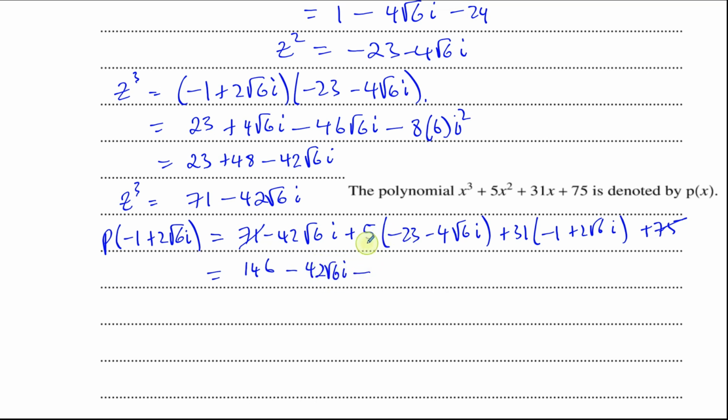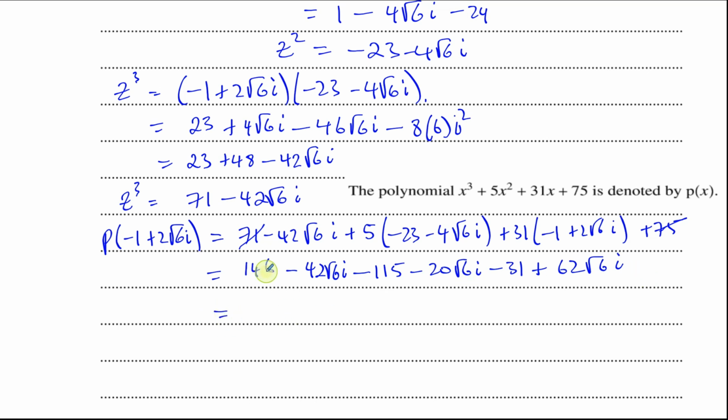And that's going to be minus 115, minus 115. I'm going to have 5 times minus 4, which is negative 20 times root 6i. And then we're going to multiply this out. That's negative 31, and it's going to be plus 62 times root 6i.